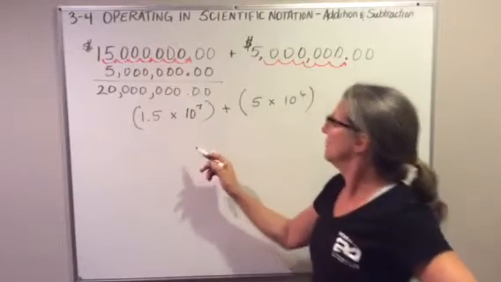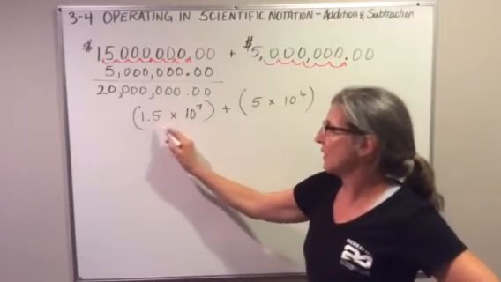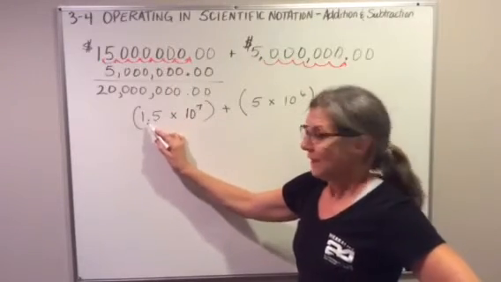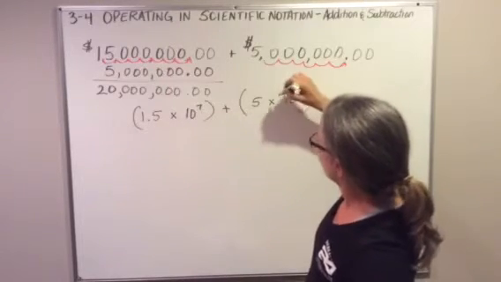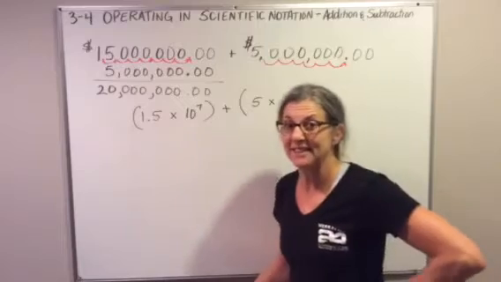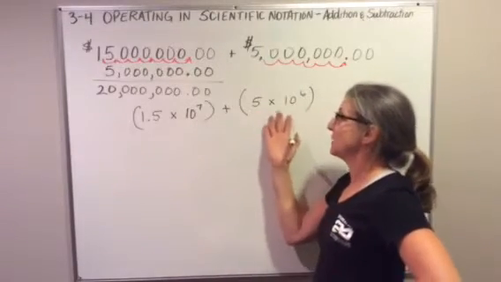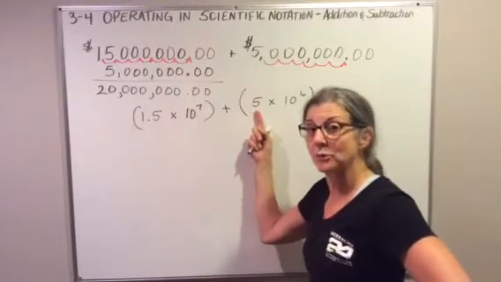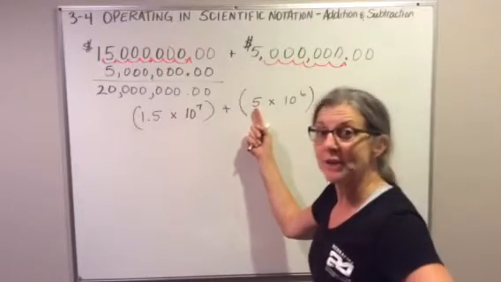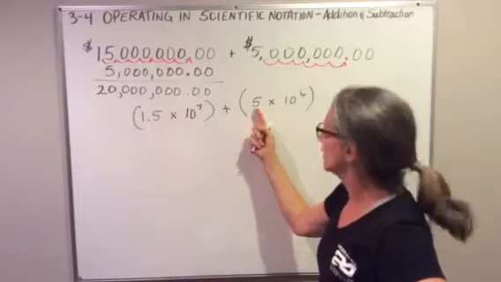So since this one's already 1.5 times 10 to the 7th, let's just leave it, and let's change this one so that it's also in 10 to the 7th. So the scientific notation is going to change. It's not going to be between 1 and 10, but that's okay because we're going to add them. And then we'll change it back so that it is a number between 1 and 10.